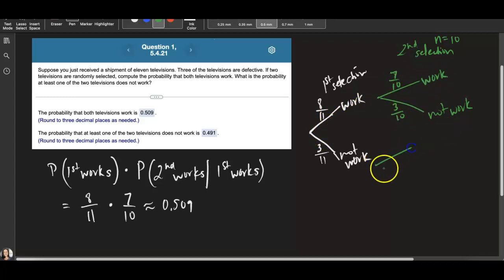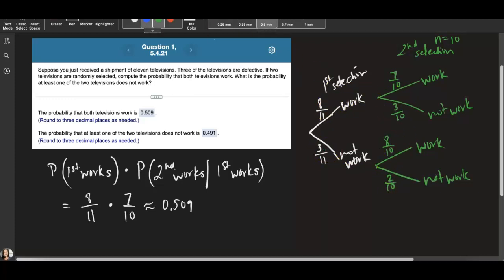I could even complete this tree diagram and write out what happens if my first selection did not work. And I'm going to pause the video and fill those in, but just go back and verify that you get the same value. So if you check, make sure that you have these same values along these branches. The difference here is that your first selection did not work. So now you don't have 3 defective TVs, you only have 2.